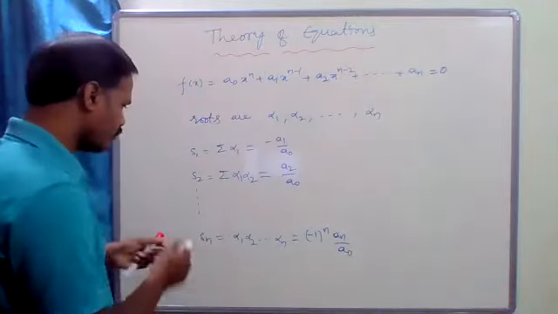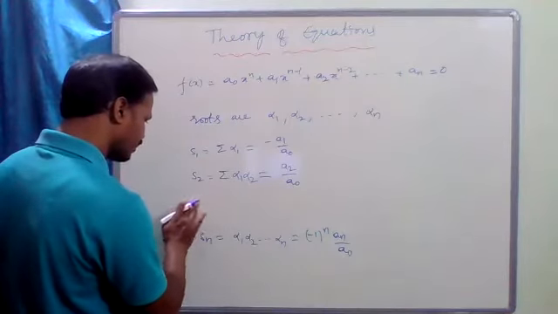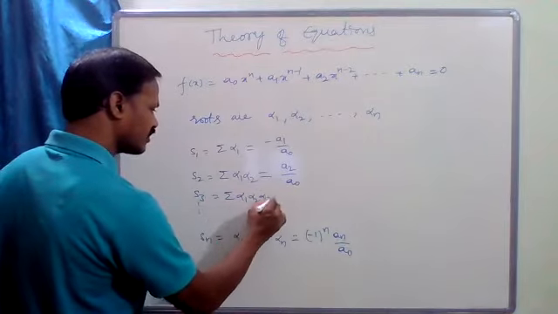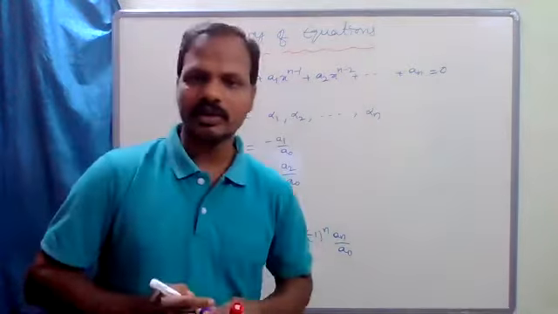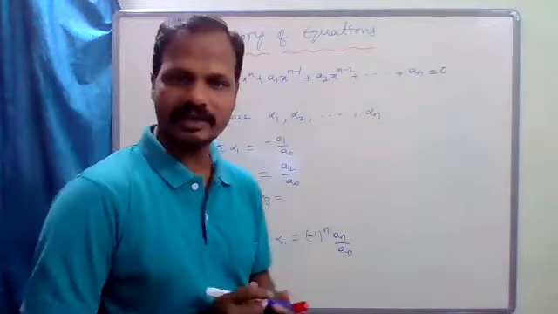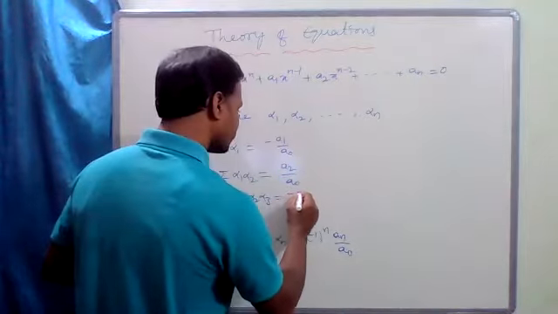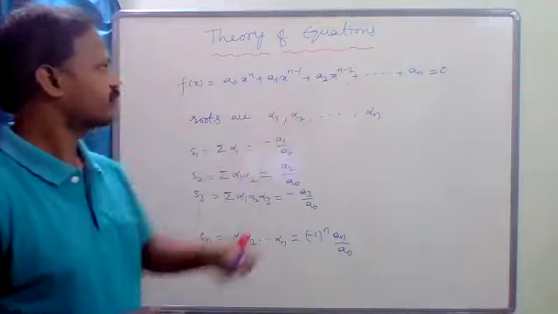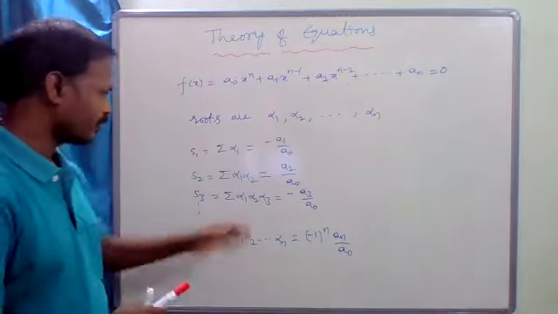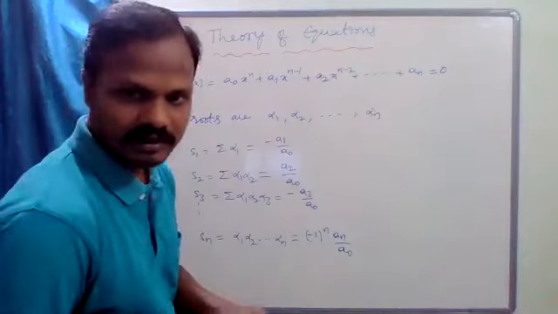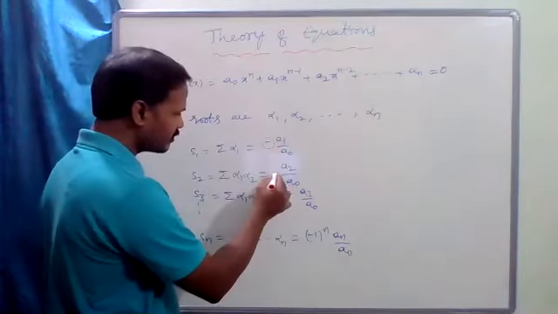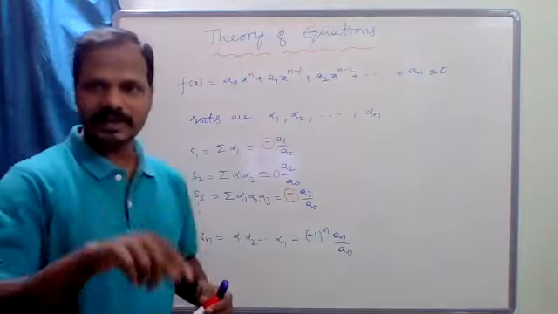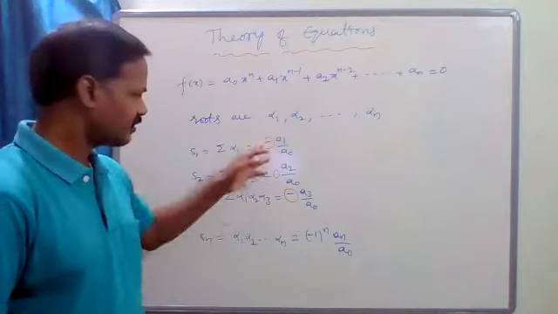Suppose if you want to write S3, what is S3? S3 equal to sigma alpha 1 alpha 2 alpha 3, the sum of the product of the three roots taken at a time, which is minus A3 by A0. Clear? If you observe here, the symbols are minus, plus, minus, plus, alternate symbols will come.